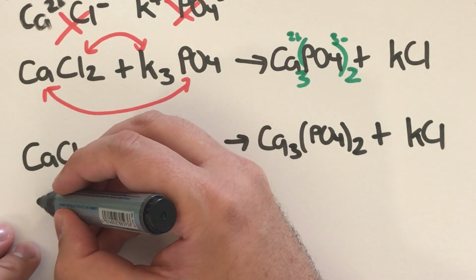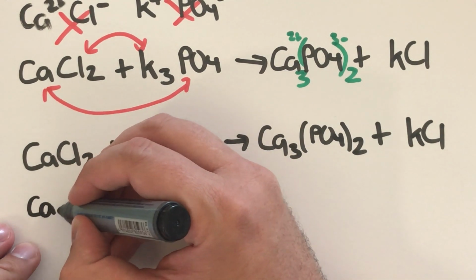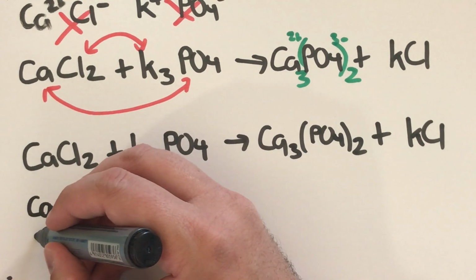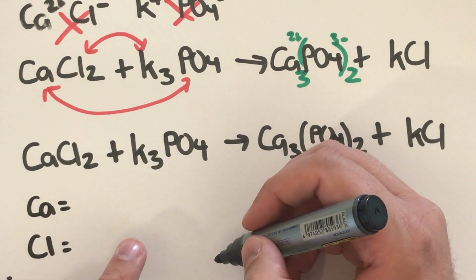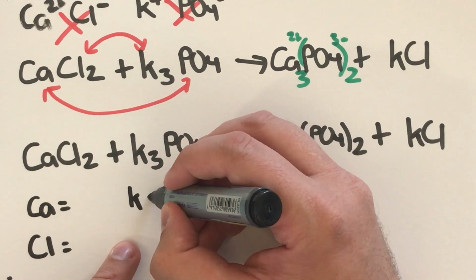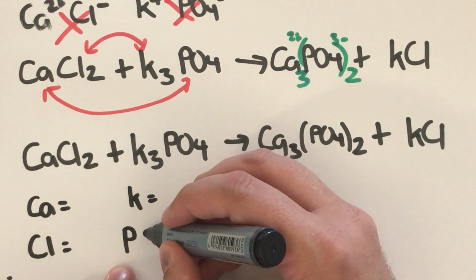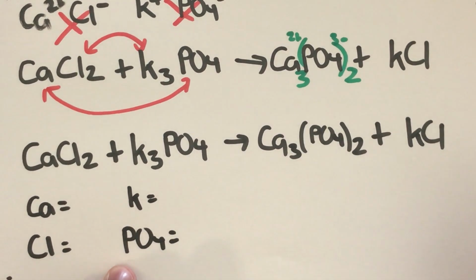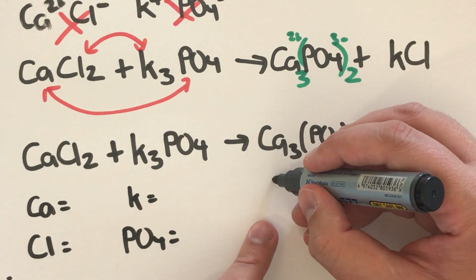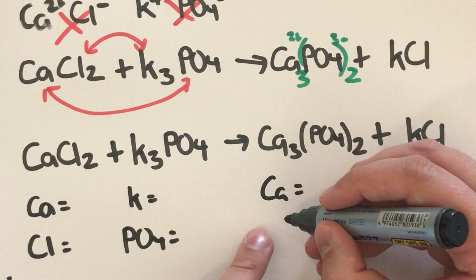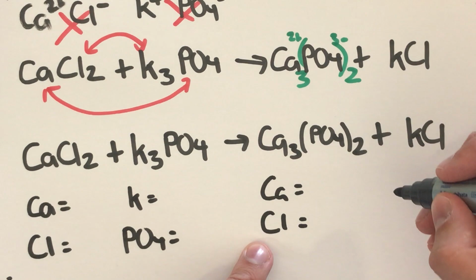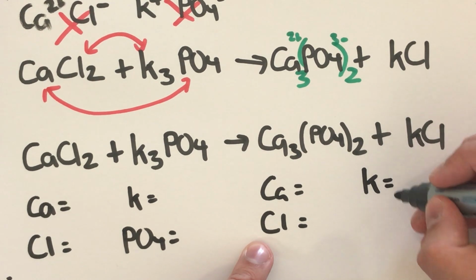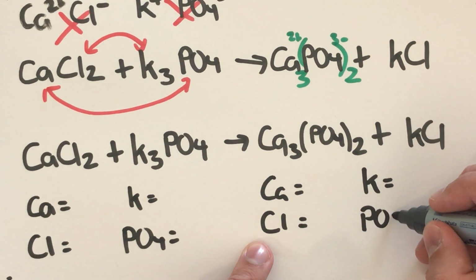So let's do it this way. Ca equals, Cl equals, K equals, and we'll treat the phosphate group as a whole, equals, and we'll do the same on this side. And this is going to help us keep tally of what we're balancing here.